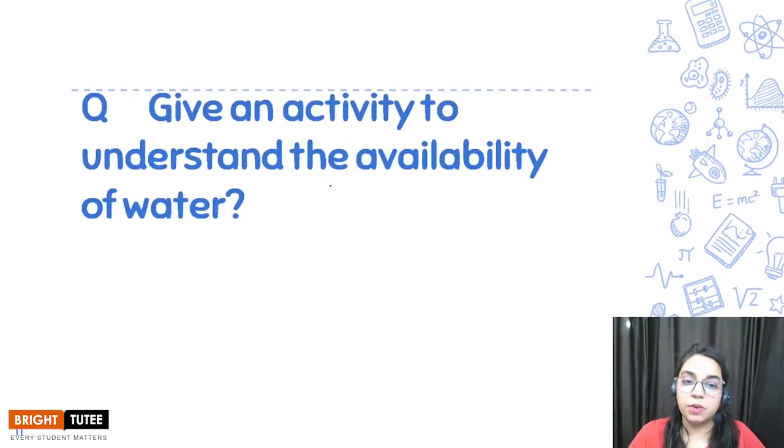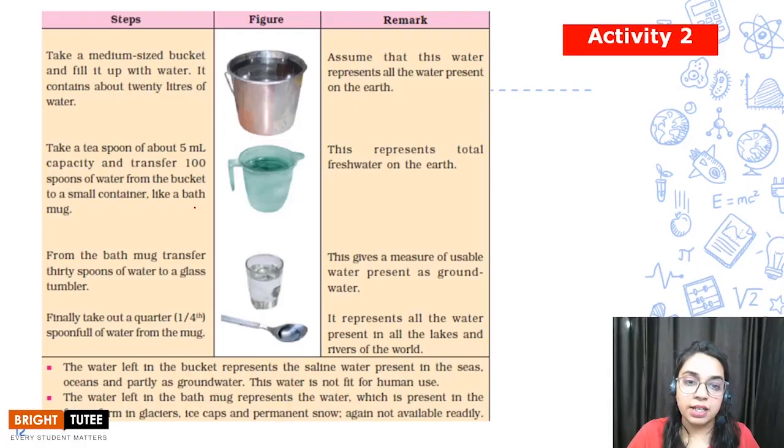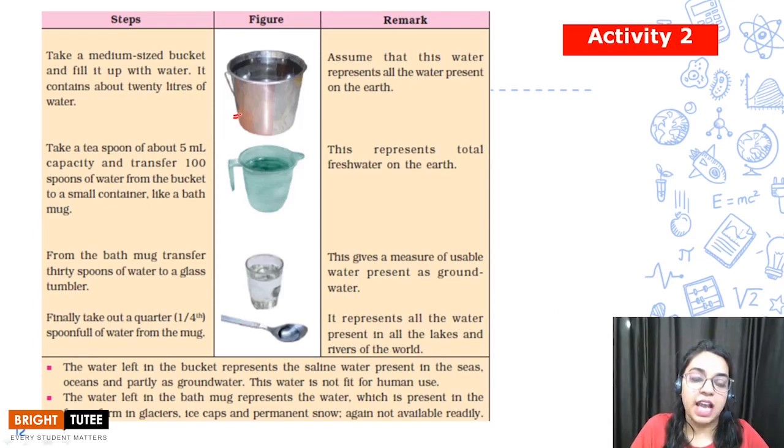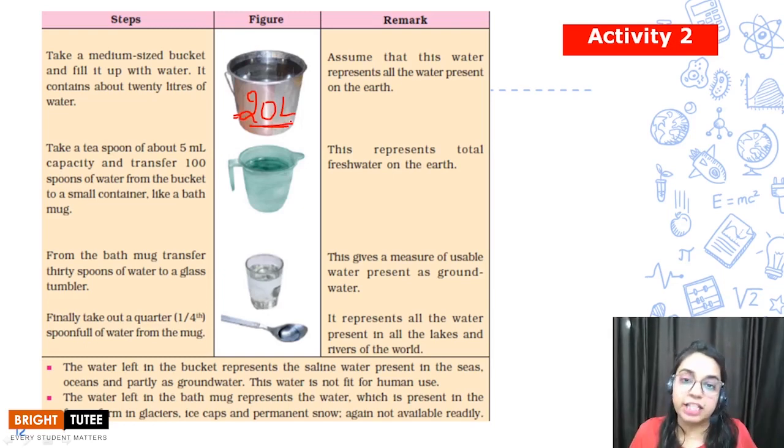Give an activity to understand the availability of water. This is a very interesting question, and we are going to conduct an activity wherein you will understand the actual distribution of water and the water which is available for us. Okay. So let's move ahead and see this diagram. So children, we are going to take a bucket of medium size and fill it up with water, and it will be approximately 20 liters of water, and we are going to assume it to be the total water that is present on the earth.